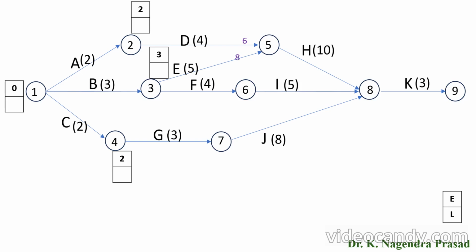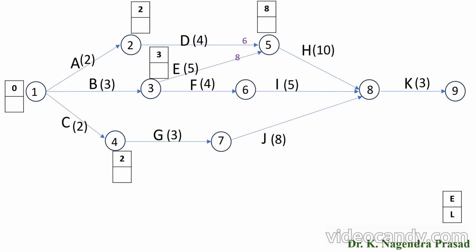Here observe that event 5 is the merge event for the activities D and E. In this condition, in the forward pass method, we have to consider the maximum finish time among 6 and 8. So here the maximum time is 8, then the finish time at event 5 is 8.